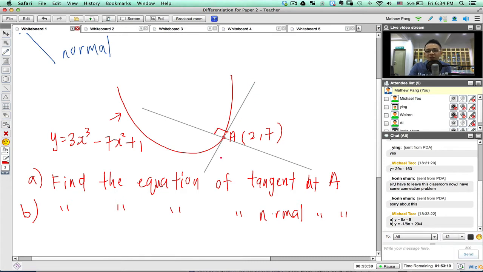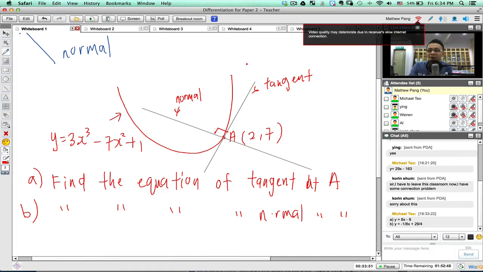So basically, for part A, he asked you to find the equation of tangent. So what you need to always do first is, yes, you got the equation of the curve, right? This one is called the tangent line, and this one is called the normal line. So I know that at A, the curve and the straight line will have the same gradient, right? So in order to find the gradient of the straight line, what I will do is differentiate this one.